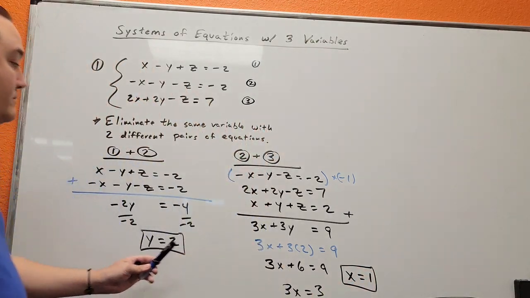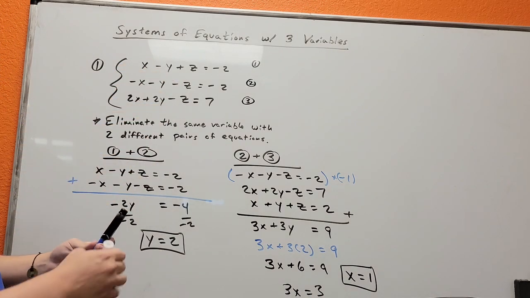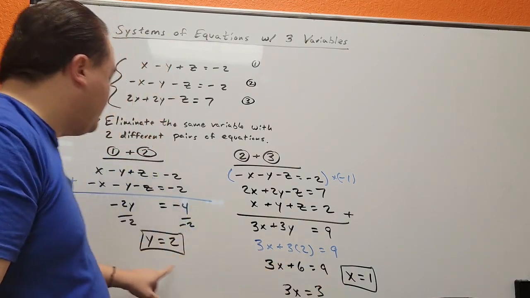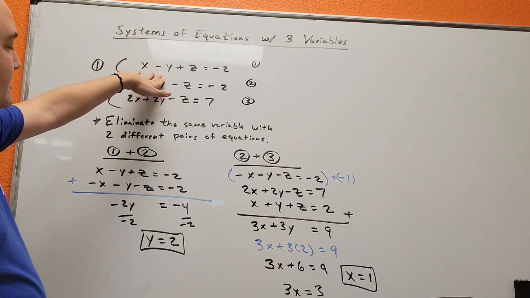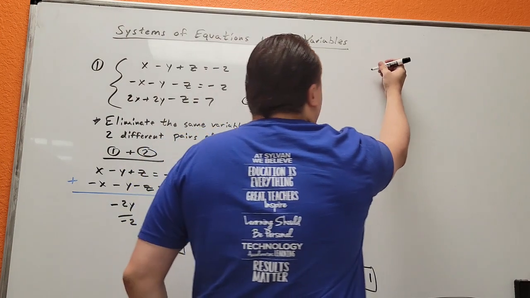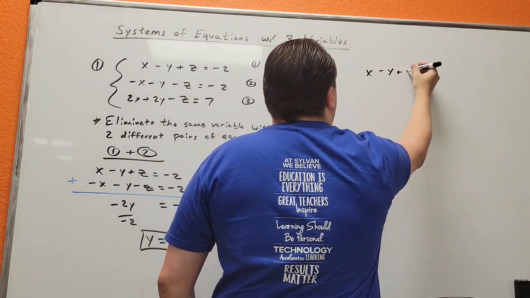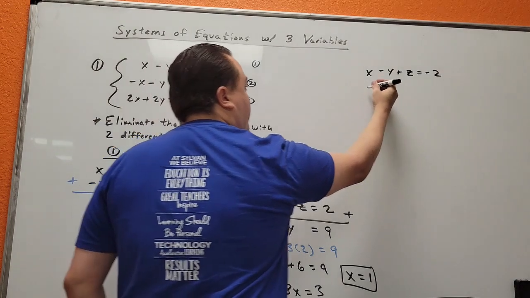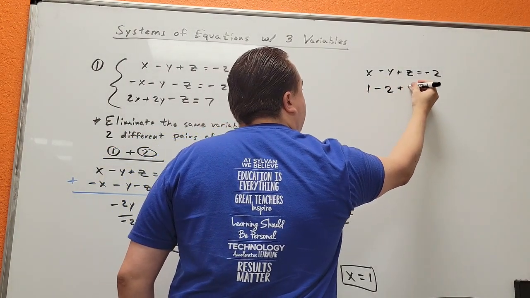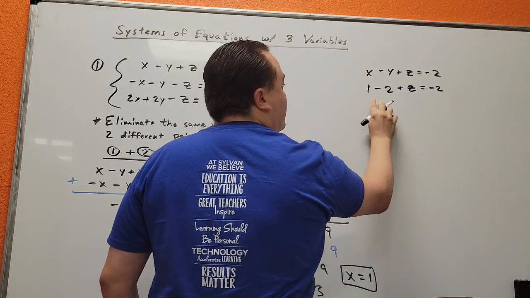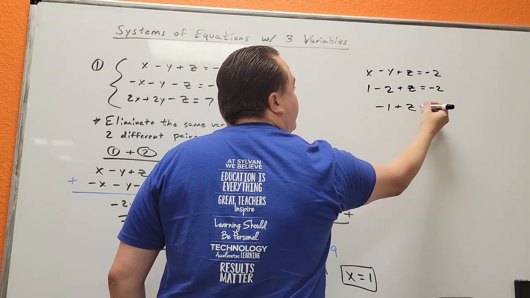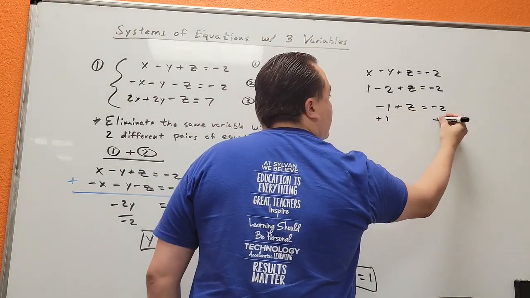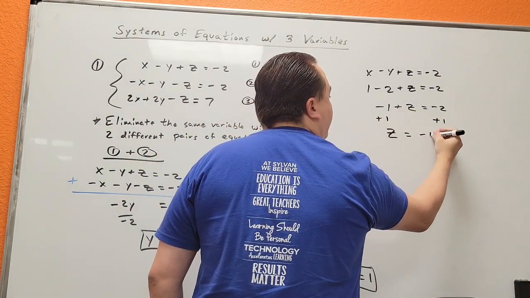So now that we have two of them, x and y, we can go back to the original three equations and get z. So we're going to plug in 1 for x, 2 for y. It doesn't matter which equation you use, we'll pick the first one, that looks easier. So now it's going to be 1 minus 2 plus z equals negative 2. That's negative 1 plus z equals negative 2. Add 1. And we get z equals negative 1.